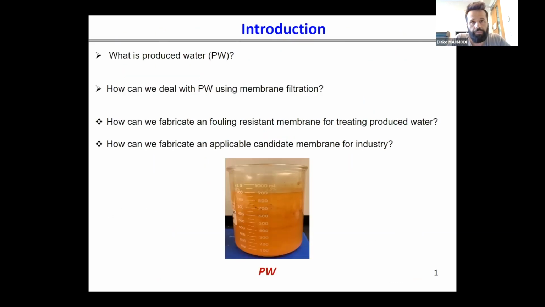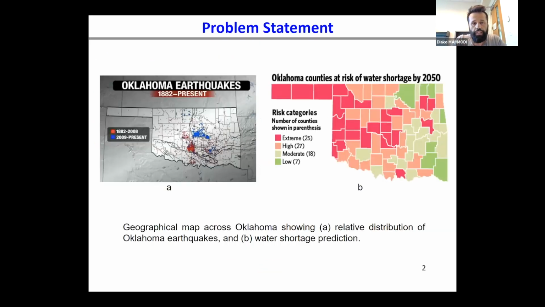First, I'm going to start by giving a little bit of background about what produced water is. Produced water is a kind of brackish water from underground formations that is brought to the surface during drilling. During the presentation, I'm going to address how we can deal with produced water using membrane filtration, how we can fabricate a fouling-resistant membrane for treating produced water, and how we can fabricate an applicable candidate membrane for industry.